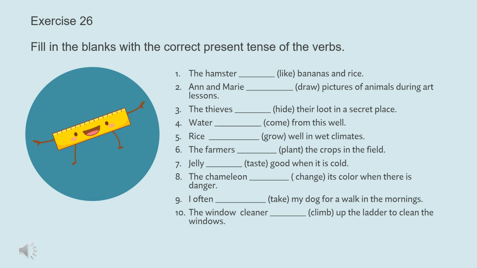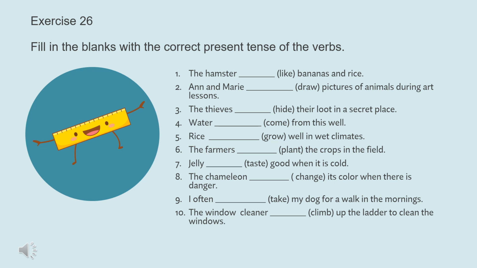Now we will do exercise 26. Fill in the blanks with the correct present tense of the verbs. Here, students, you will first of all look at the subject of the sentence. Then you will decide whether you will add S or ES with the verb or not. Let's start doing it. The hamster dash bananas and rice. The hamster is a singular subject, so here S would be added with the verb like. The hamster likes bananas and rice.